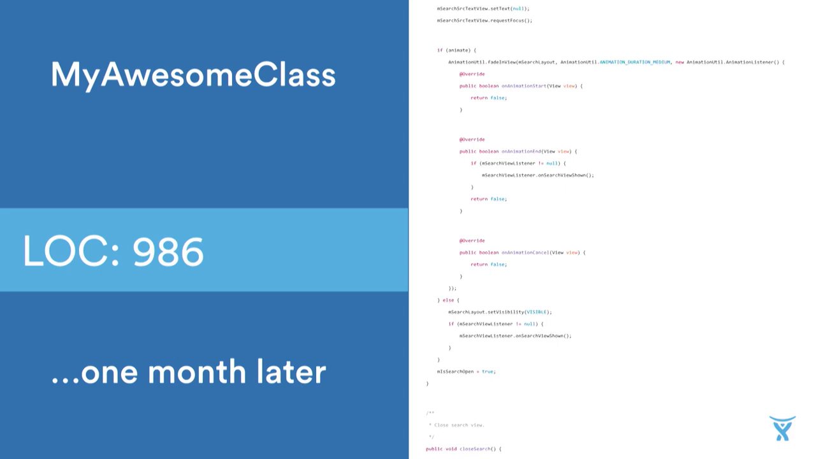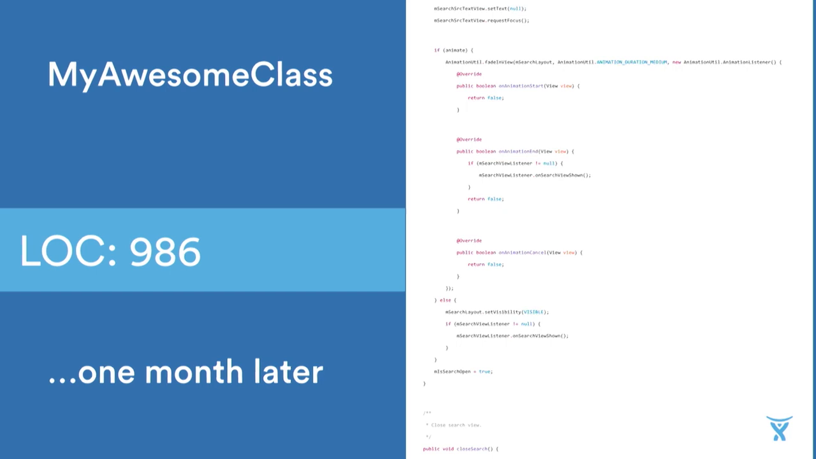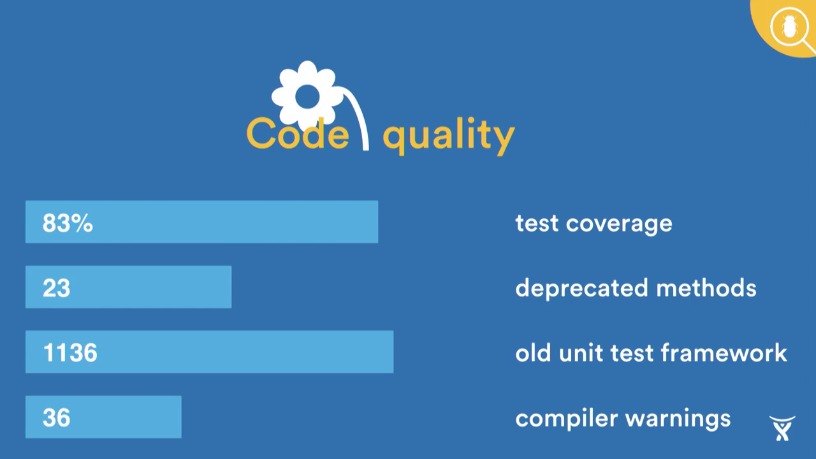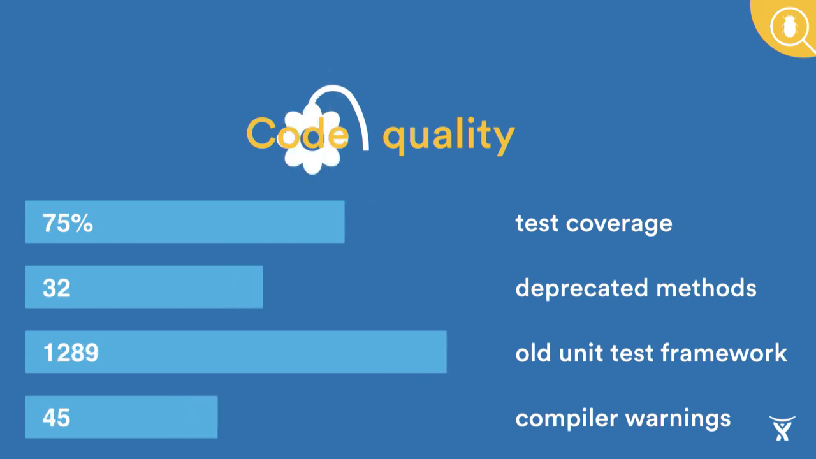Code quality decreases over time. So maybe your deprecated methods go up, your test coverage goes down. It happens to all code bases that I've been working on. You have this beautiful design in the beginning, and then not so beautiful anymore after 1 or 2 years.